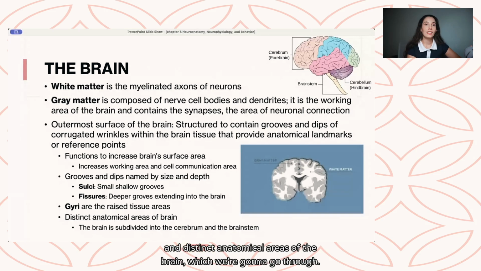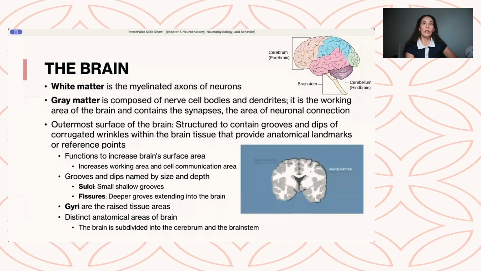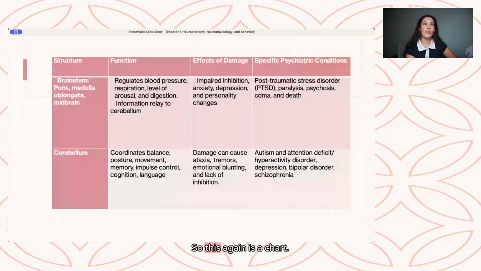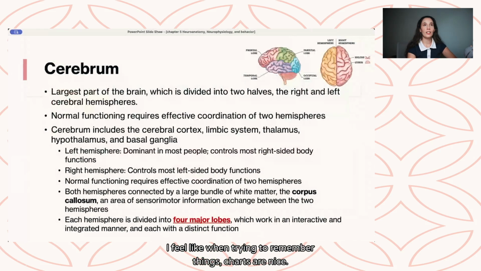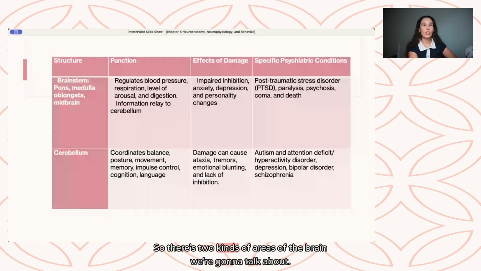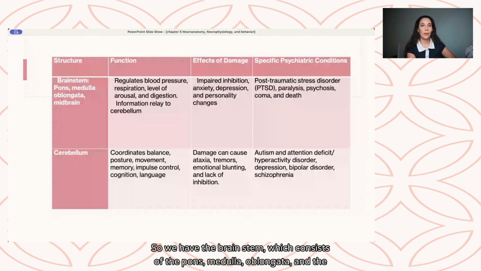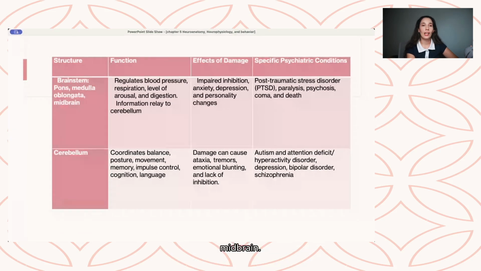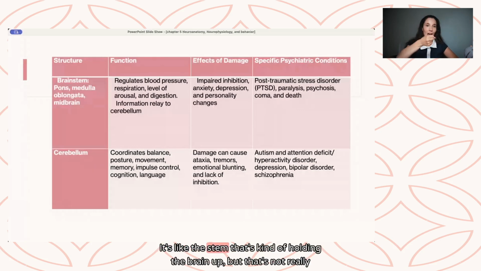So this again is a chart. I feel like when trying to remember things, charts are nice. So there's two kinds of areas of the brain we're going to talk about. We have the brainstem, which consists of the pons, medulla oblongata, and the midbrain. So that is the bottom piece of our brain. It's like the stem that's kind of holding the brain up, but that's not really holding it up, but it kind of looks like that, right? If you saw a picture.